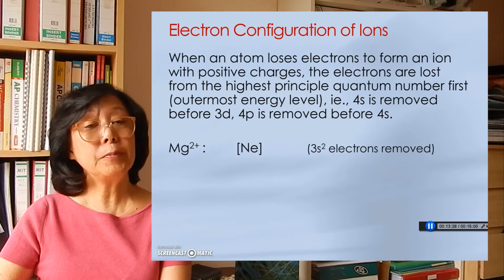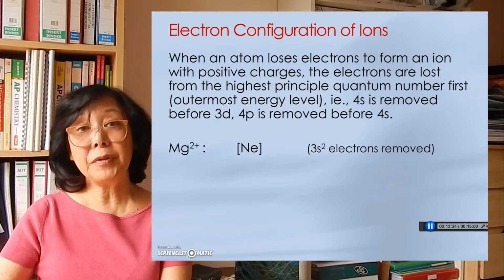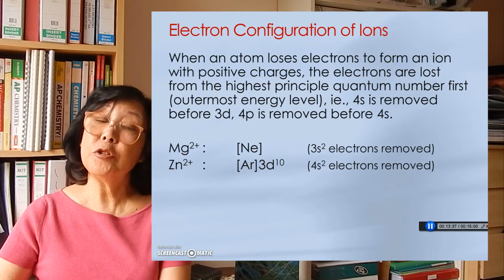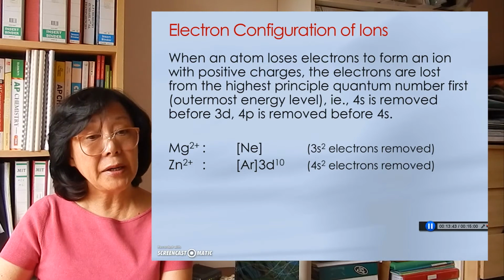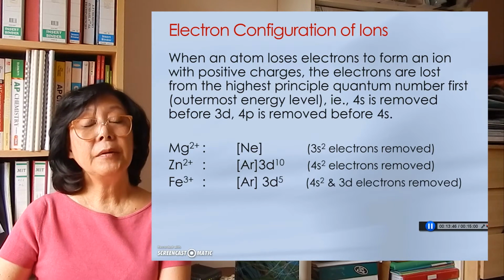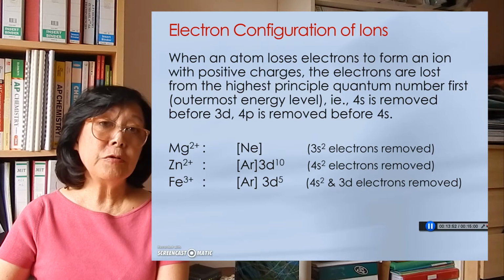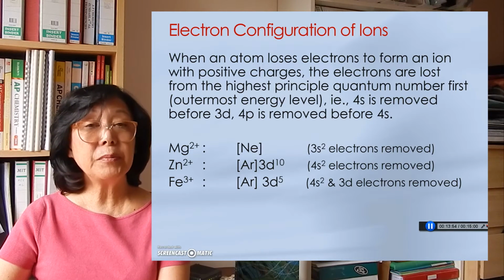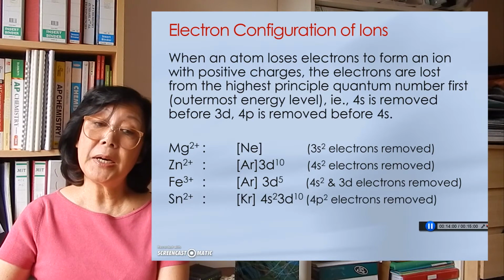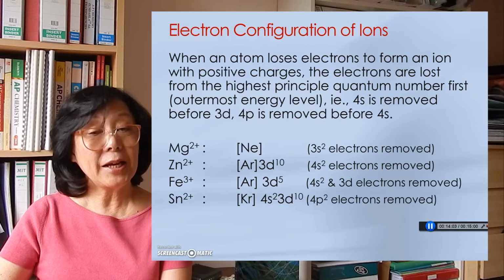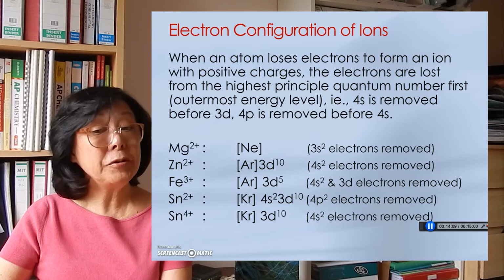So with the magnesium 2+ ion, after losing the 2 electrons from the 3s orbital, we are now left with the neon inner core. For the zinc 2+ ion, we actually remove the 4s2 electrons and leave the 3d10 behind next to the argon. With the iron 3+ ion, we lose 3 electrons, so we lose the first 2 from the 4s orbital and the next one from the 3d orbital. So now we have 3d5 left. For the tin 2+, we are losing the 5p2 electrons. And for the tin 4+, we now lose the 5s2 electrons.